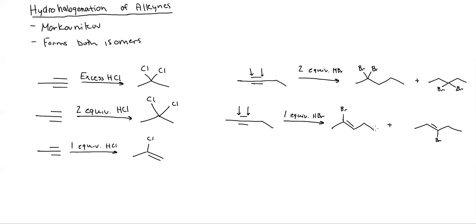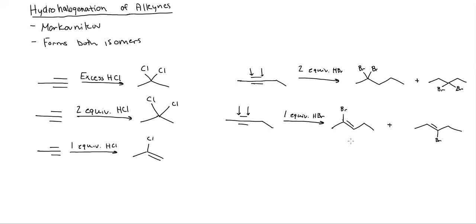Okay, so I get these 2, but then the other thing to mention is that this forms both isomers. So you'll notice that this isomer right here is a Z isomer, okay? So both the highest priority groups are on the same side. So this ethyl group and this bromine are on the same side. And this isomer right here is also a Z isomer. So this methyl group and this bromine are on the same side.